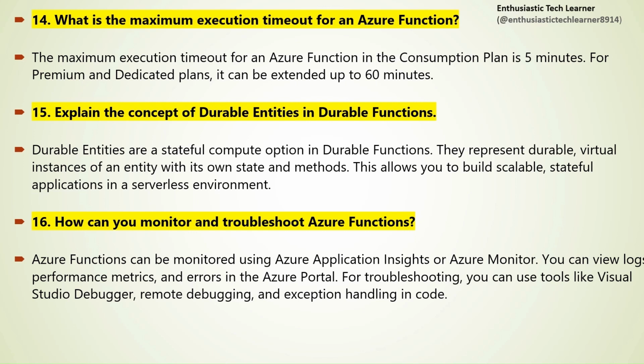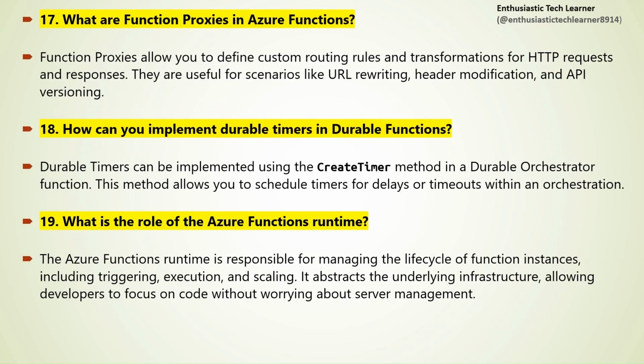For troubleshooting, you can use tools like Visual Studio Debugger, remote debugging, and exception handling in code. What are function proxies in Azure Functions? Function proxies allow you to define custom routing rules and transformations for HTTP requests and responses. They are useful for scenarios like URL rewriting, header modification, and API versioning.